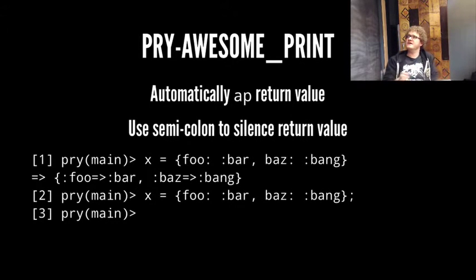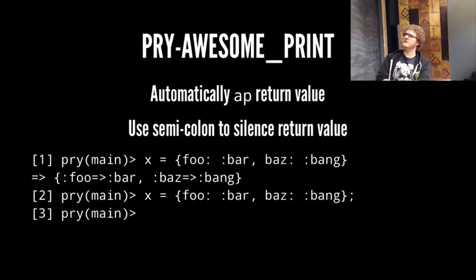AwesomePrint is a way, if you're in Rails and you print out an ActiveRecord object, it knows how to print that out in a nice way where you can see all the attributes and everything in there. So it's a really cool tool. In Pry, you can do this in your .pryrc to make it automatically do an AwesomePrint. But this guy wrote a plugin to do it, so you can share it with your whole team. That way, everyone gets that functionality, whether they want it or not.